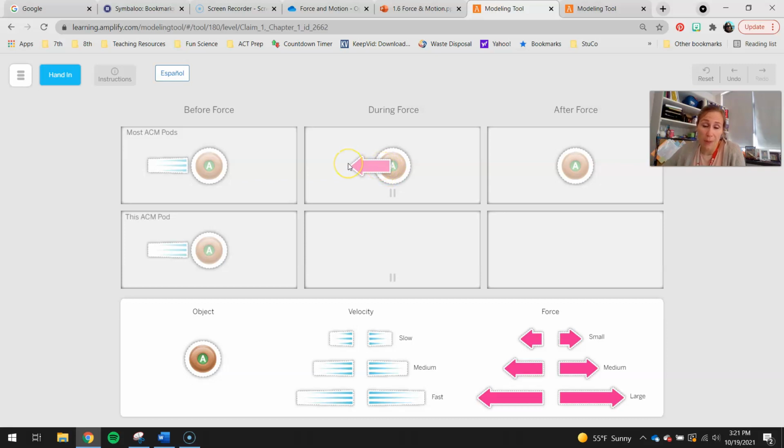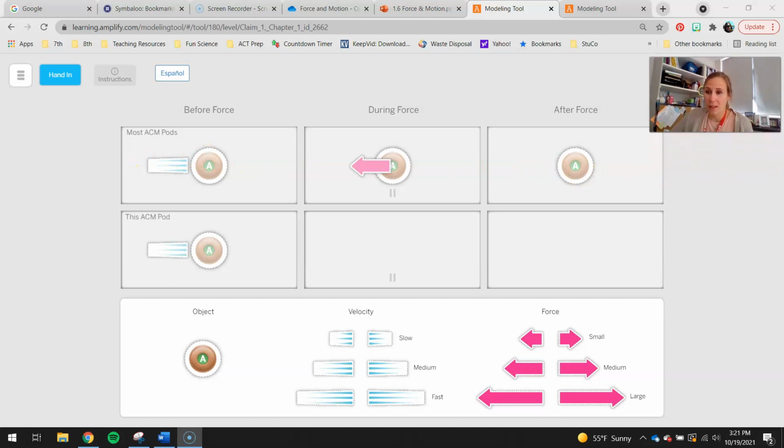Notice it's moving in the opposite direction. Okay, anytime we want to stop an object, we have to apply a force in the opposite direction of its motion. So if it's moving to the right, the force has to be applied to the left. Okay, so because it's a medium speed and we want to stop it, we would use a medium strength force. Okay, that would allow our pod to stop. So this first row here shows you guys what every mission should look like for these little ACMs.